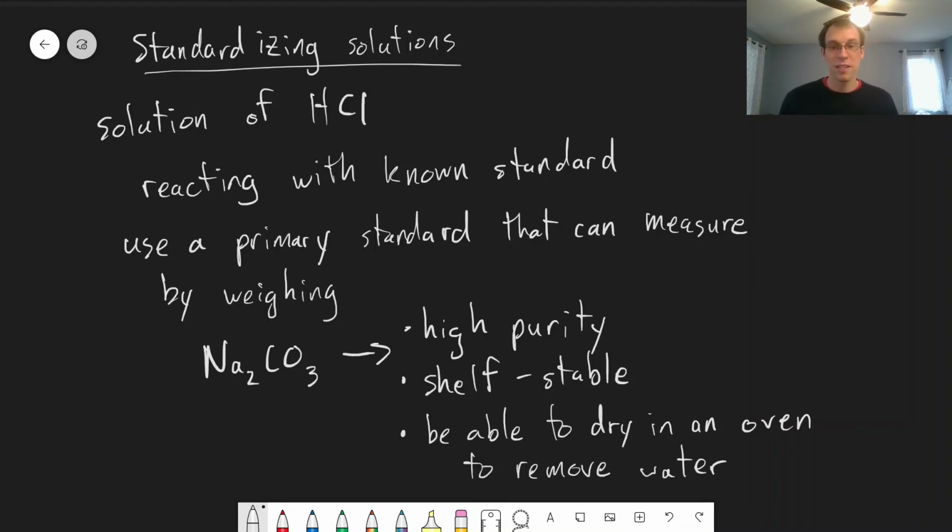And we can standardize different things. So, this is an example of how we'd standardize HCl. We can also standardize sodium hydroxide. We can standardize different sorts of mixtures. But this is the basic idea: we take our solution that we want to know the concentration of, react it with a known amount of a standard that we can measure very accurately, usually by weighing, and that lets us find a very accurate concentration for our solution we like to use as a titrant.